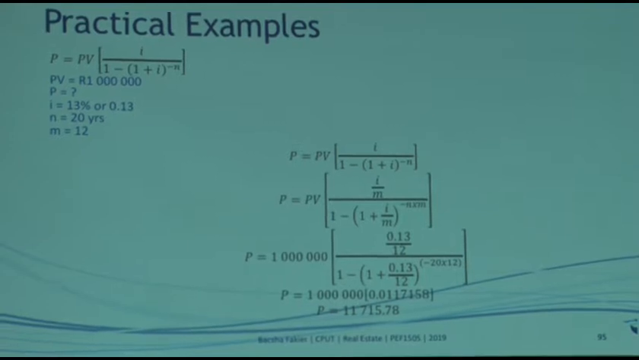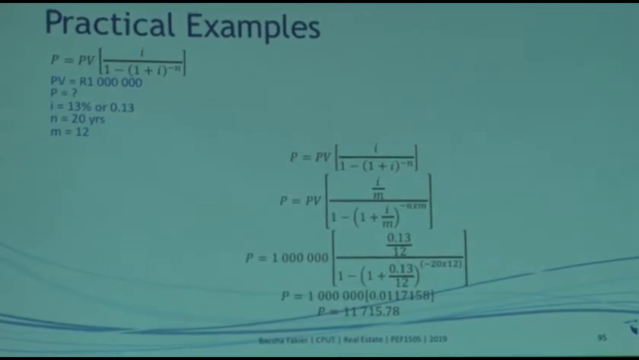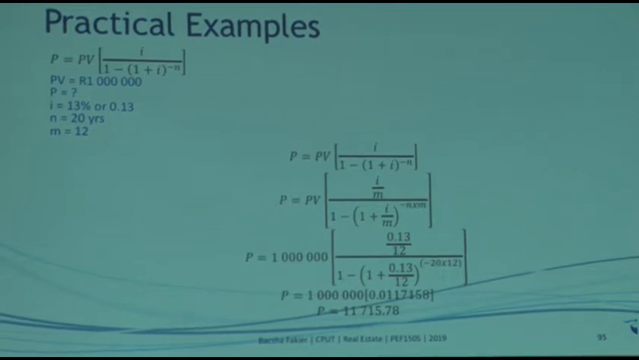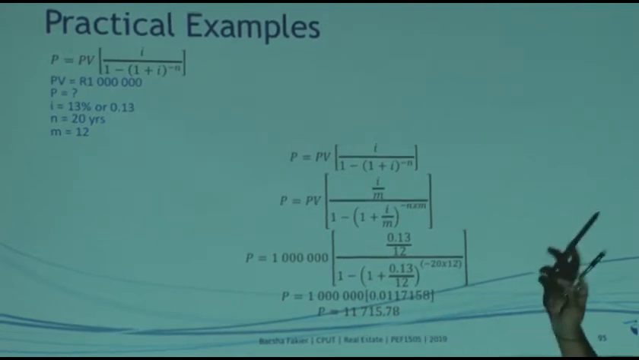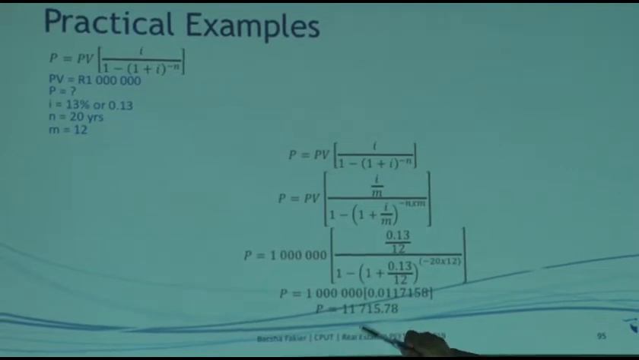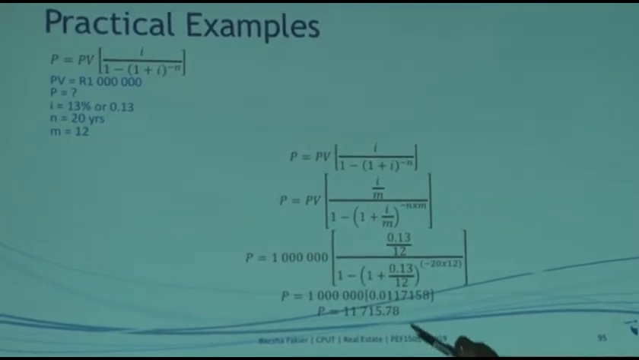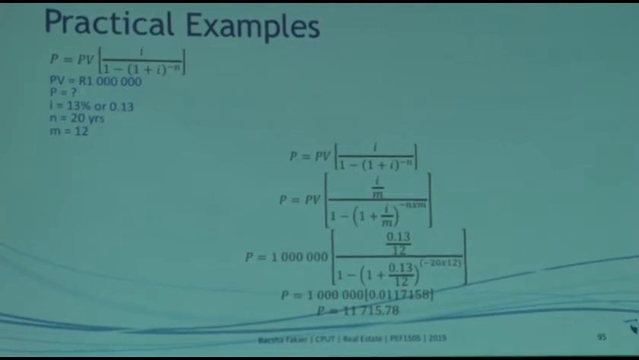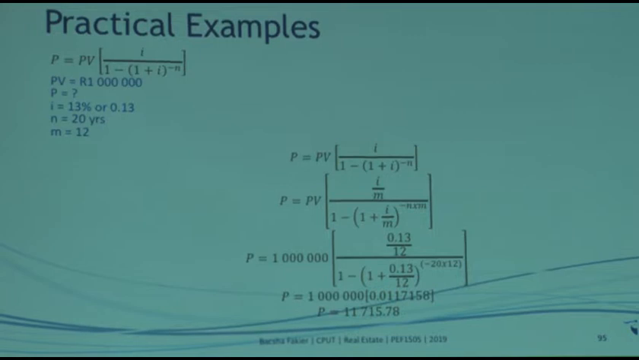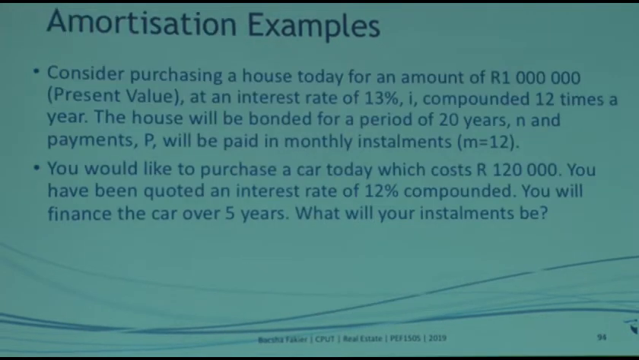11,715. If I want to purchase that house of 1 million and pay it off at a 12 or 13% interest rate, compounded monthly over 20 years, my bond amounts, my monthly repayments, my installment with whoever it is, SA Home Loans, whatever, I'm going to pay the bank 11,750 rand, 15 rand every single month. That is what the amortization objective is.